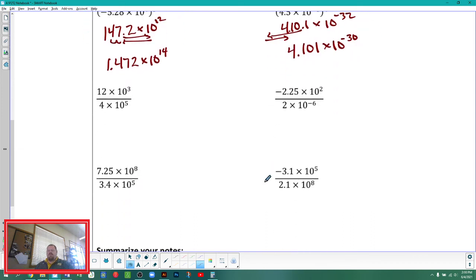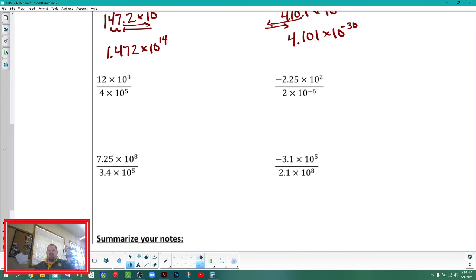Okay, the last thing that we want to be able to do is to divide numbers in scientific notation. So let's take a look at that. The first one, and this is what I'm going to do in all these: number divided by number, and then multiply that by power of 10 divided by power of 10. And in this one, I'm actually going to use my quotient rule of subtracting my exponents, because I'm okay with negative exponents when it comes to scientific notation.